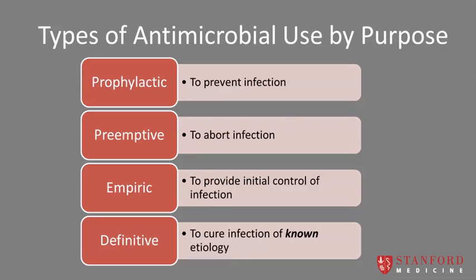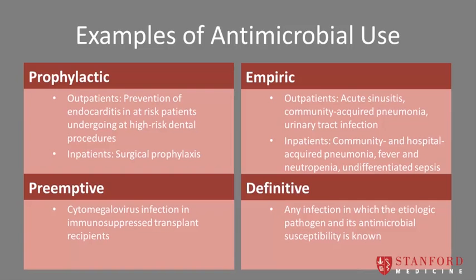In general, the use of antimicrobials can be considered either prophylactic, preemptive, empiric, or definitive. Antibiotics are used prophylactically to prevent infection, preemptively to abort infection, empirically to provide initial control of infection in the absence of specific data, and definitively to cure infection of a known etiology. Some examples can be seen here.